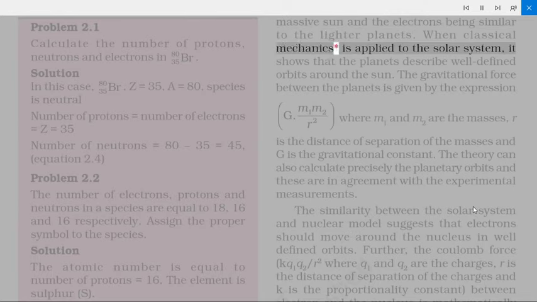When classical mechanics is applied to the solar system, it shows that the planets describe well-defined orbits around the sun. The gravitational force between the planets is given by the expression G m1 m2 / r squared, where m1 and m2 are the masses, r is the distance of separation of the masses and G is the gravitational constant. The theory can also calculate precisely the planetary orbits and these are in agreement with the experimental measurements.